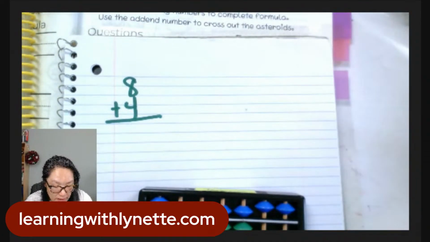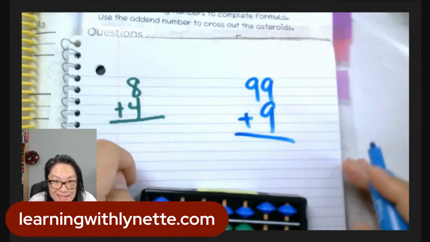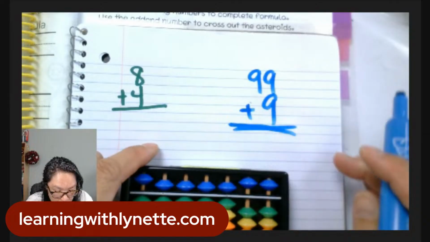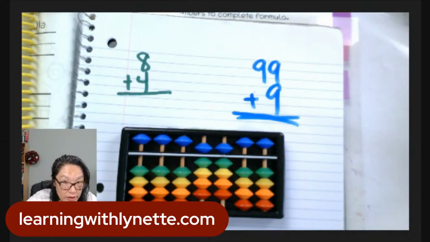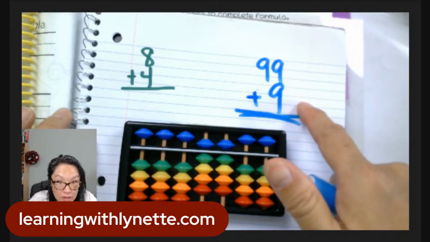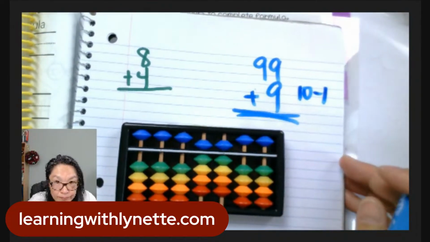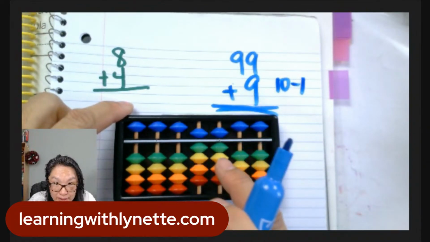So let's do a bigger question with the 9. If we had 99 plus 9, this is easy. I understand it's easy, but this is the concept I'm trying to teach, right? So if I show you 99, what I'm trying to do is plus the 10 minus the 1, just as Junie mentioned.